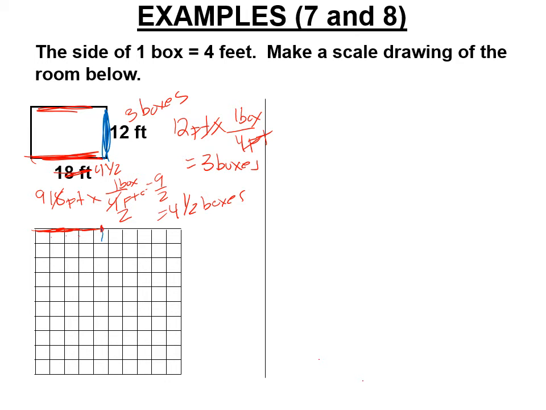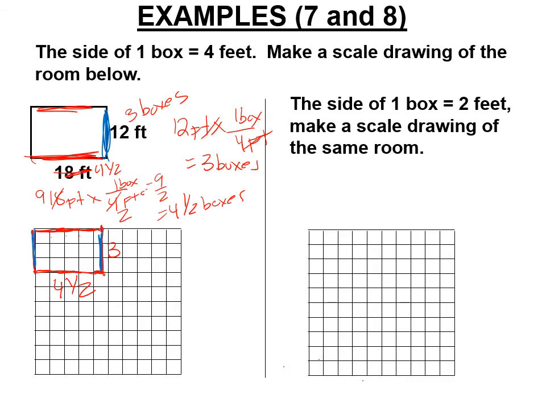So then I have to go down, right? So 1, 2, 3. So let's see that. So these sides are 3 boxes. And these sides are 4.5 boxes. And so that's the drawing. That's the scale drawing. So we go 3 by 4.5, which is the same as 12 by 18. You've made a scale drawing. And this way, using the grid, we don't have to get the ruler out.